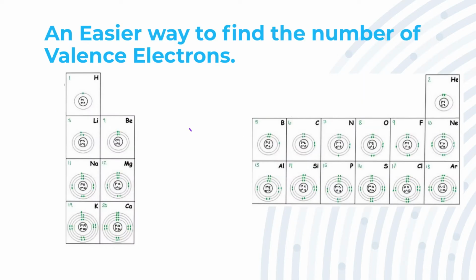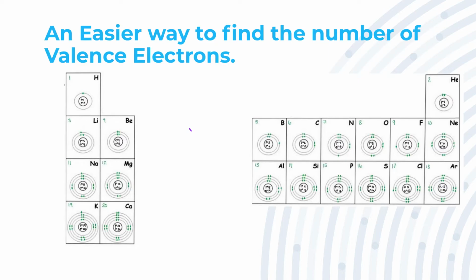There is a much easier way to find the number of valence electrons. All we have to do is look at our periodic table. The periodic table has a trend that determines the number of valence electrons. This version of the periodic table has the Bohr models for several different atoms.